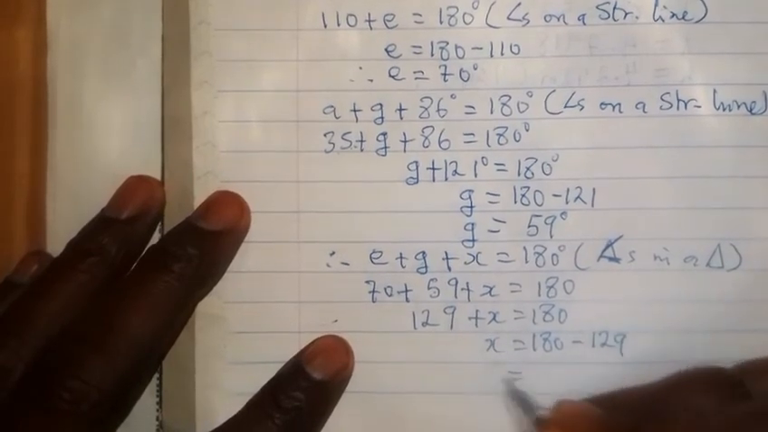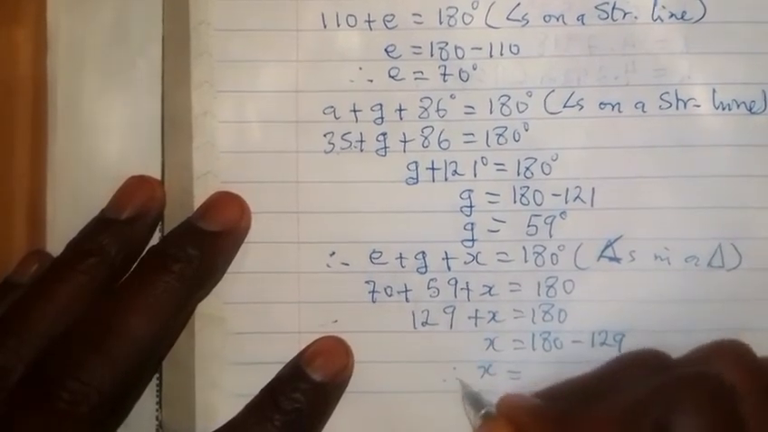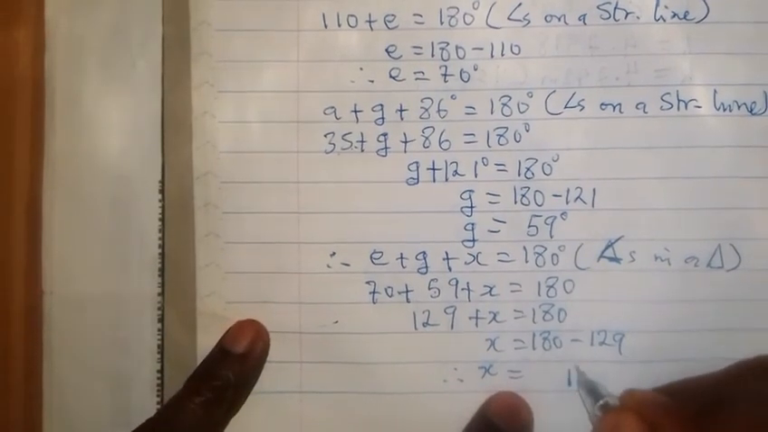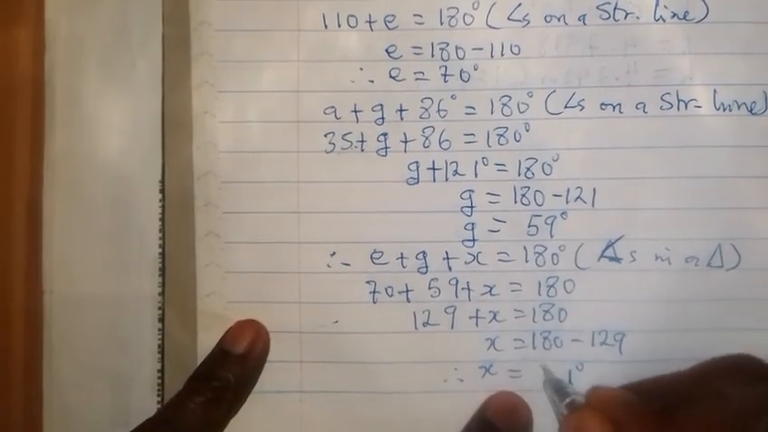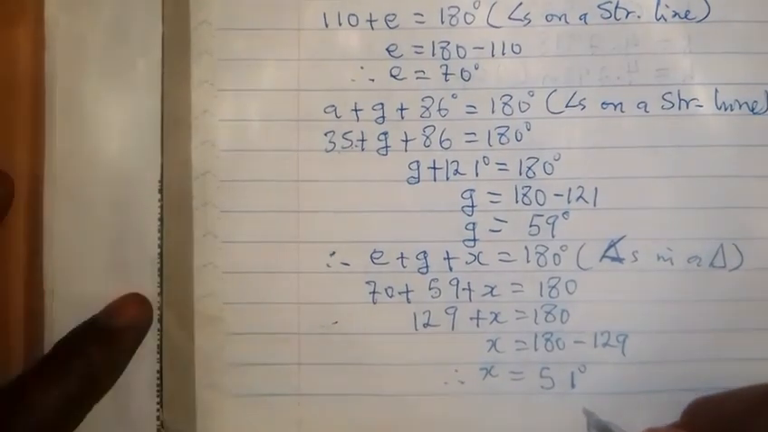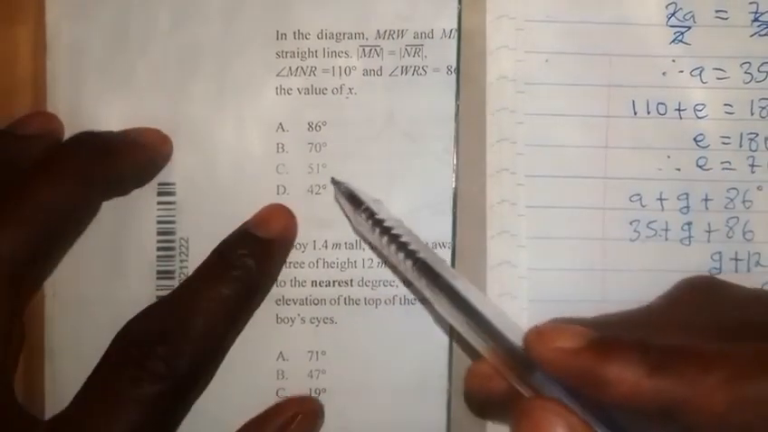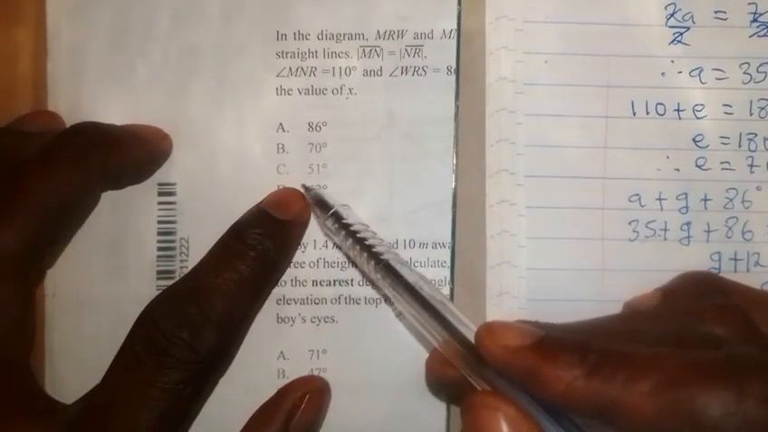That is if we collect like terms. Therefore, x now will give us, if we subtract this, 51 degrees. And that is the answer to this question. If we quickly jump into what we have here, you will see that the option is C.